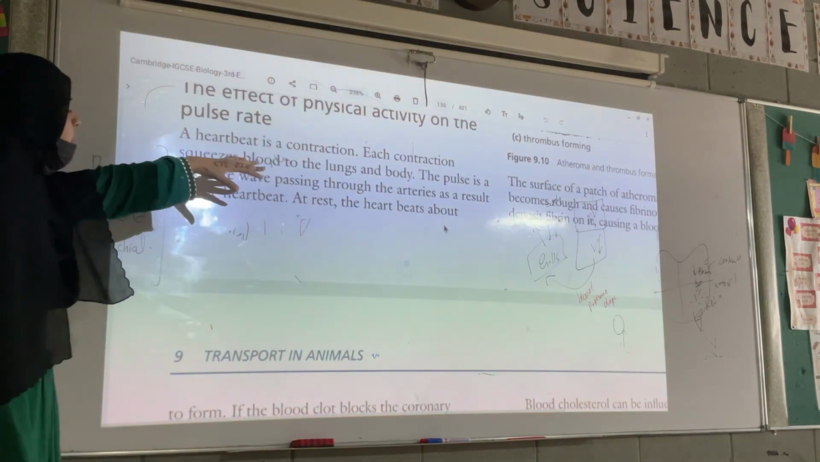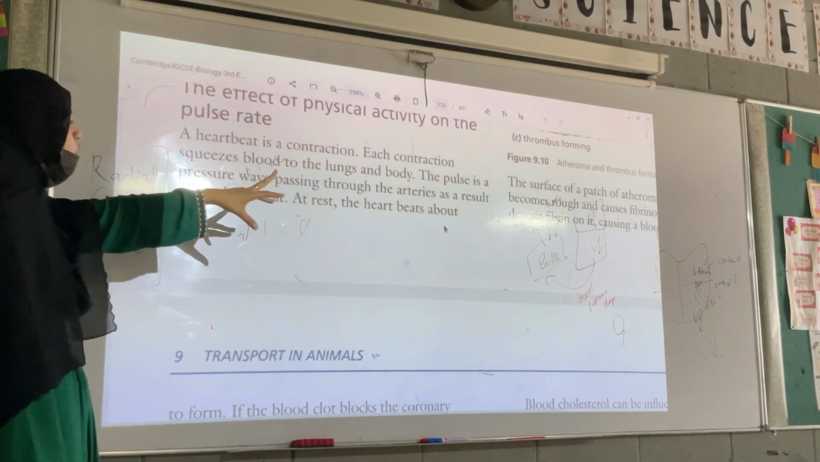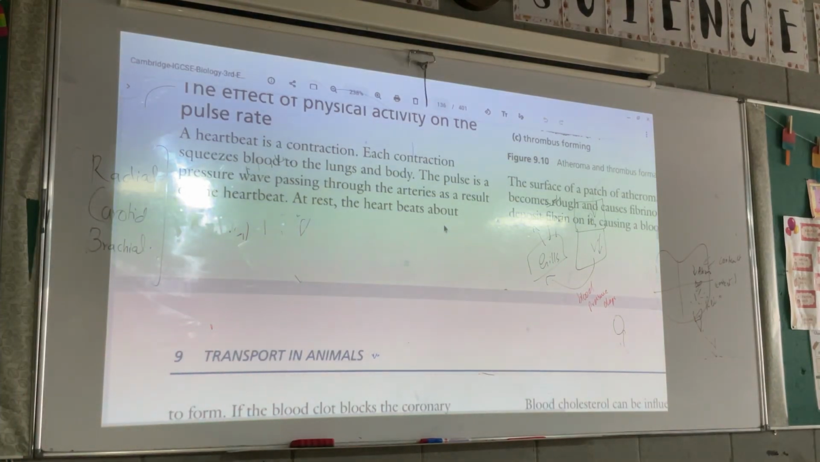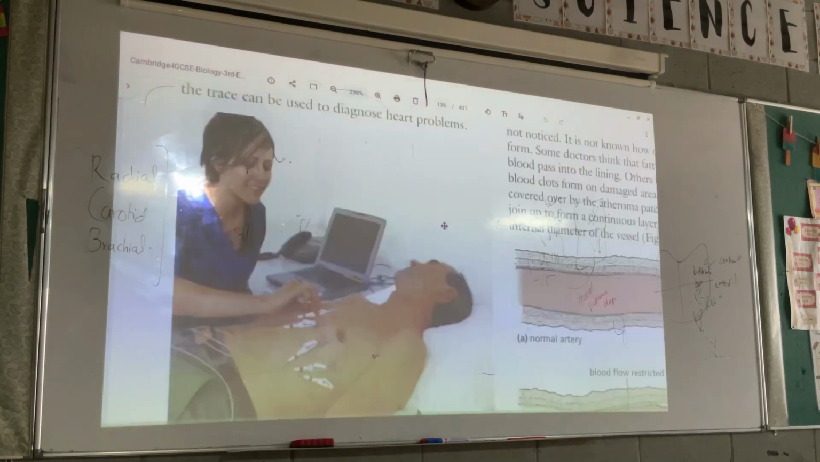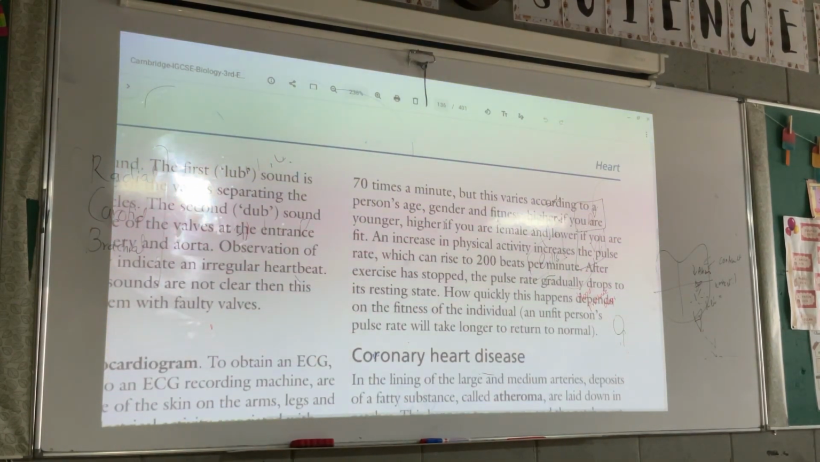So a heartbeat is a contraction. What does each contraction actually do? It squeezes the blood to the lungs and the body. So when we are at rest, how many beats do we have? 70 beats per minute. Okay, 70 times a minute.